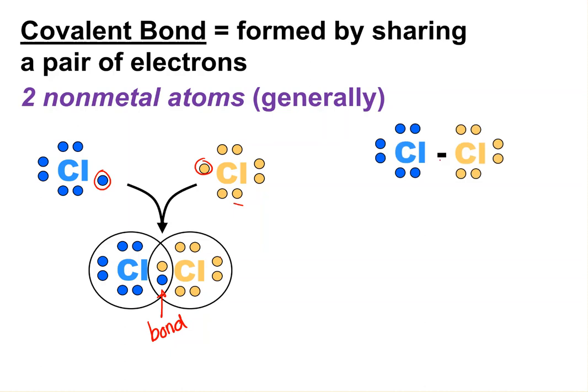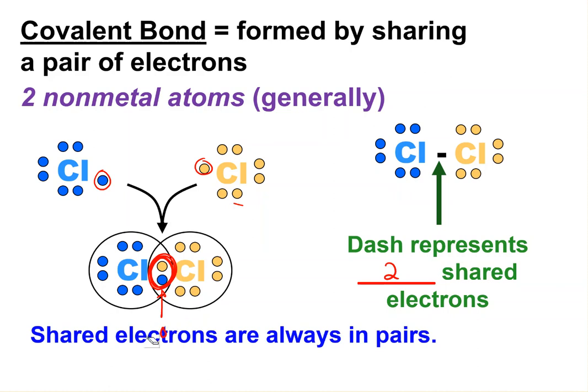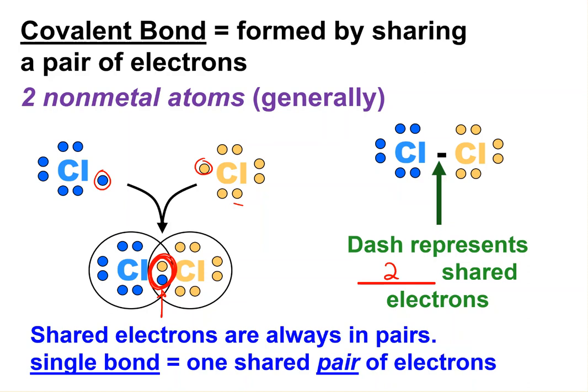This is another way of drawing the same thing. This dash represents a bond. So the dash represents a single bond, and that is 2 shared electrons. It's this pair right there is our shared electrons. Shared electrons are always in pairs, and this is called a single bond. This one's a single bond because it has 1 pair. When they have 2 pairs, you can have a double bond, and if it's a double bond, you'll have 2 dashes. But anyway, we'll see that a little bit later.